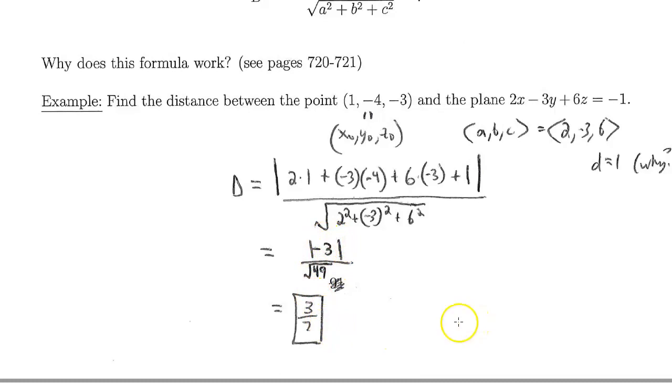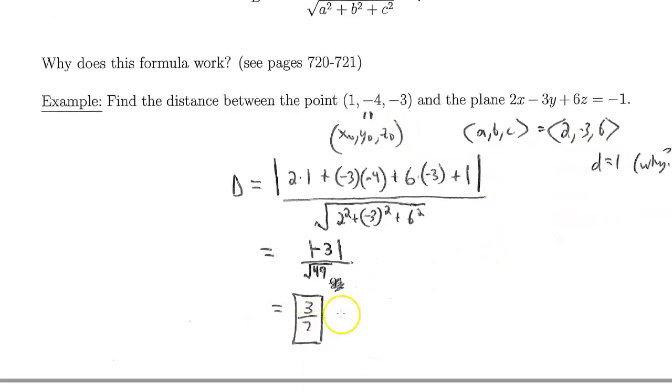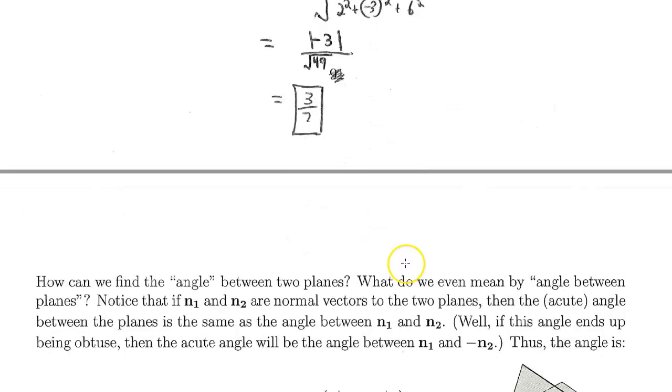Okay, so that's a little less than 1/2. So actually, this point is very close to actually being in the plane. Okay, this point is very close to that plane. It's only a distance of 3/7, so about 0.4, whatever that is, distance from the plane.